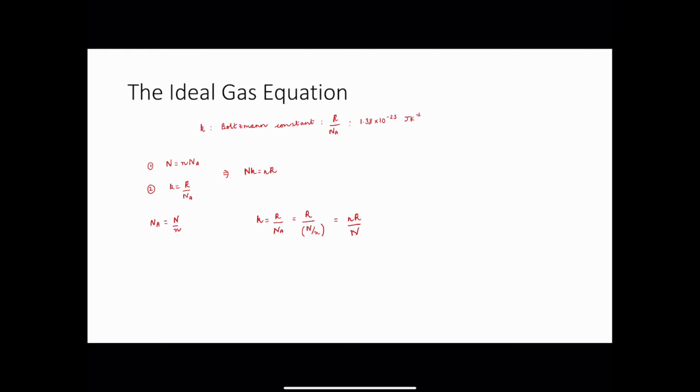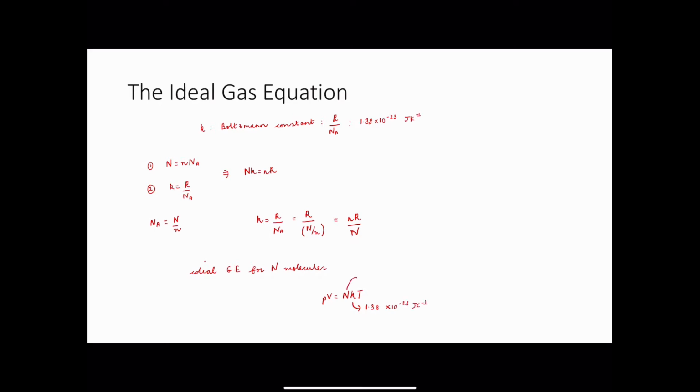So the ideal gas equation for N molecules ends up being PV is equal to NKT. This time your pressure and your volume are exactly the same, so is your temperature, it's always measured in Kelvin, except this time we've got K, which is the Boltzmann constant, which is 1.38 times 10 to the minus 23 joules per Kelvin.